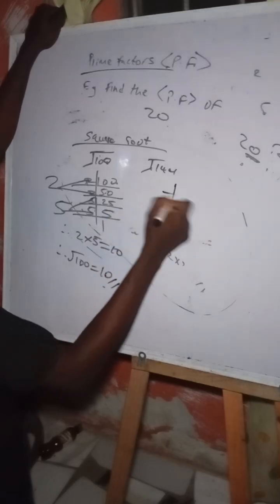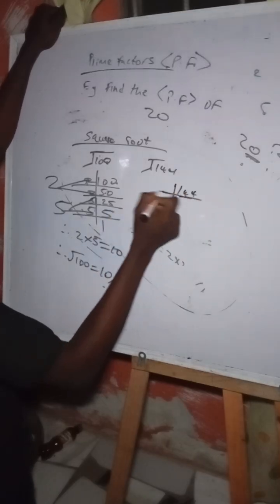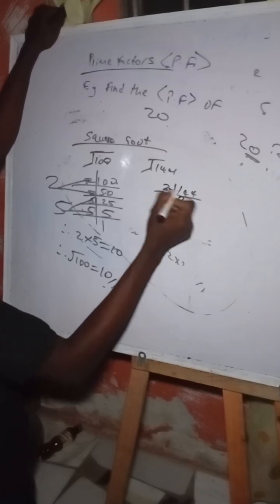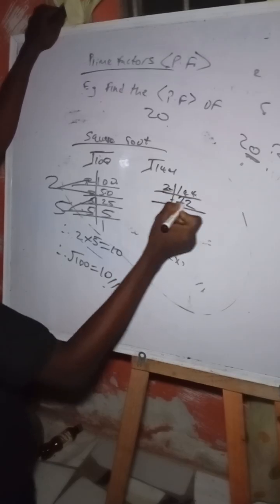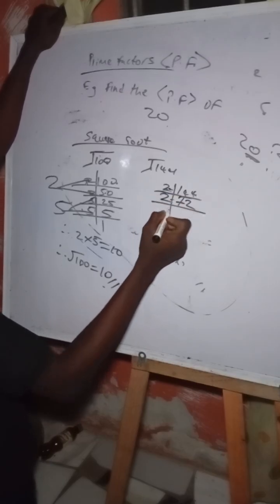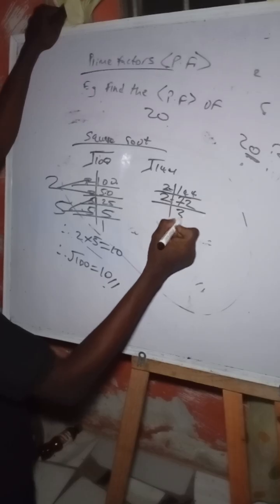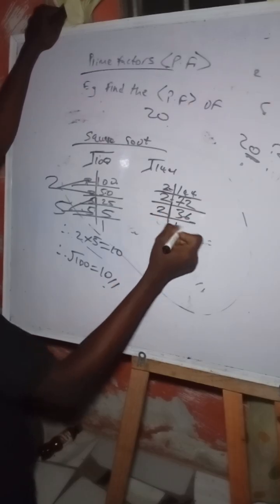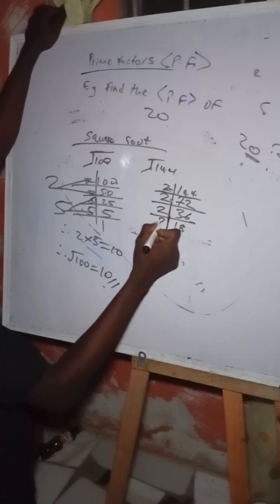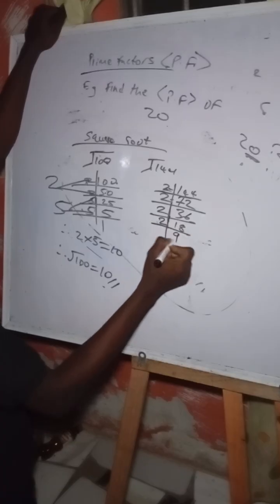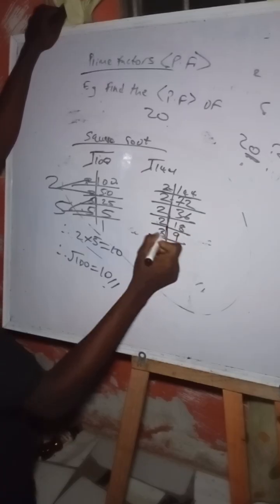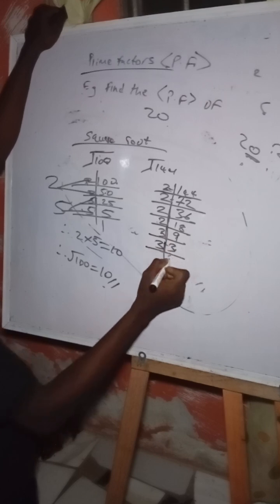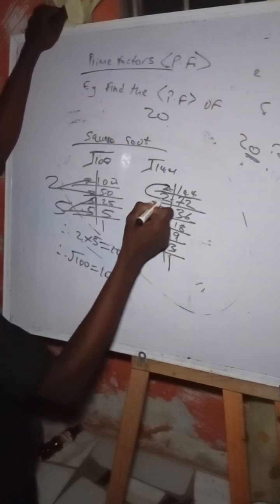Let's do this for 144. What can go in 144? 2. 2 in 14 gives 7, 2 in 4 gives 2, so 72. What can go in 72? 2. 2 in 72 gives 36. What can go in 36? 2, gives 18. What can go in 18? We use 2. 2 in 18 gives 9. What can go in 9? 3. 3 in 9 gives 3. What can go in 3? 3. 3 in 3 gives 1.